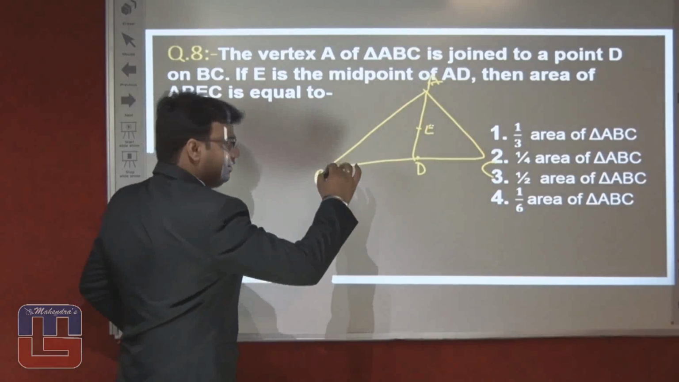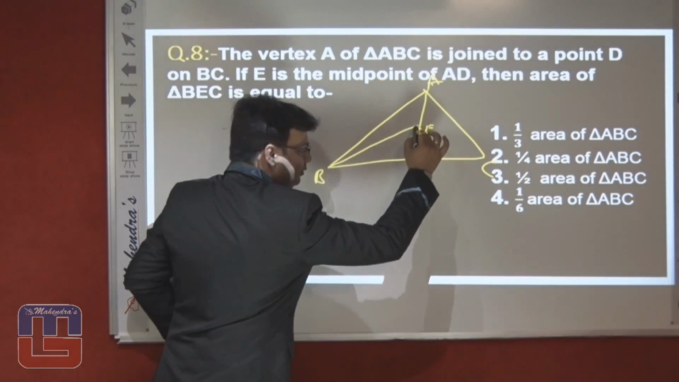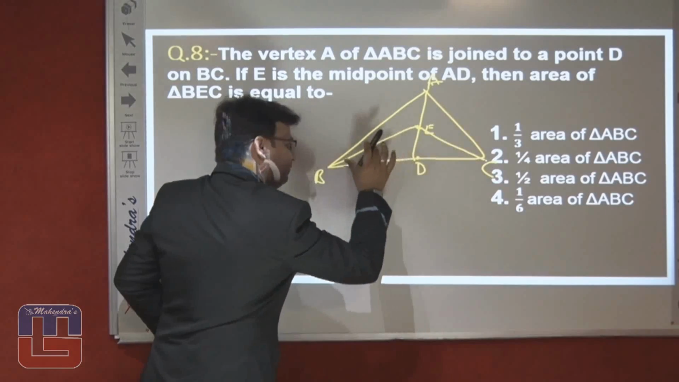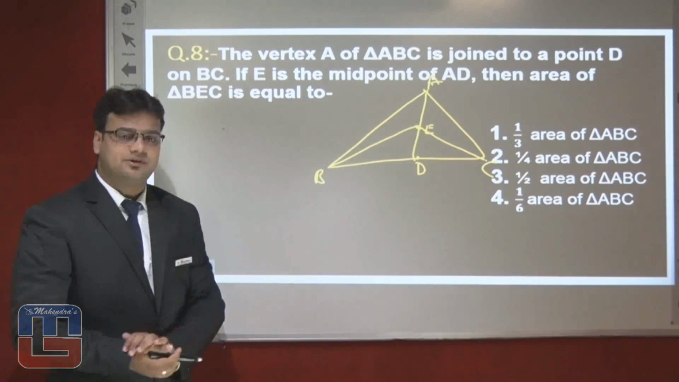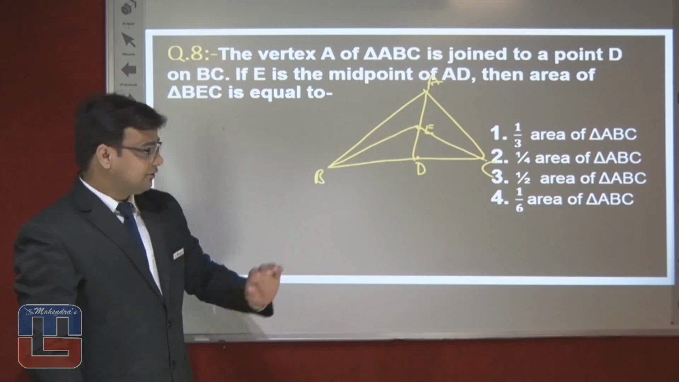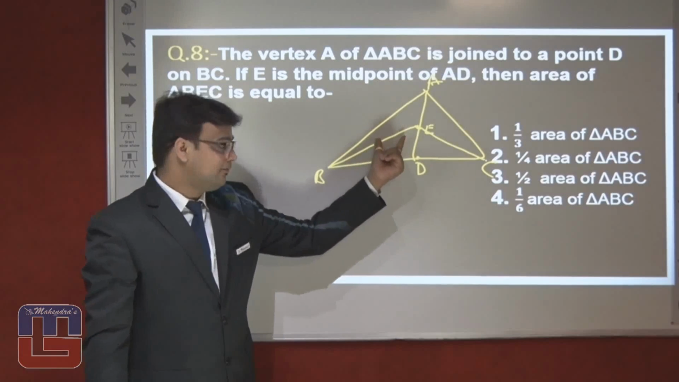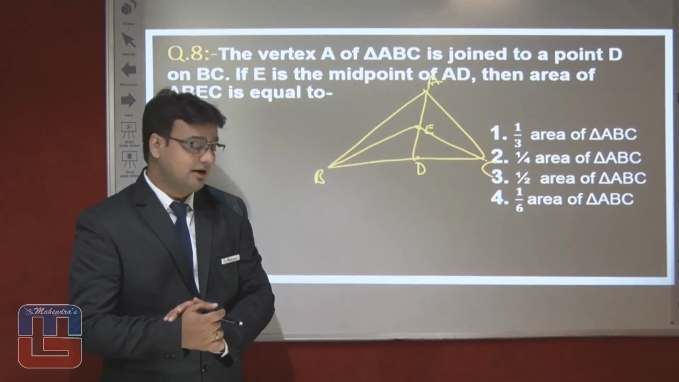That means we need to join B to E and C to E, so it becomes a triangle BEC. Our requirement is to find the area of triangle BEC.